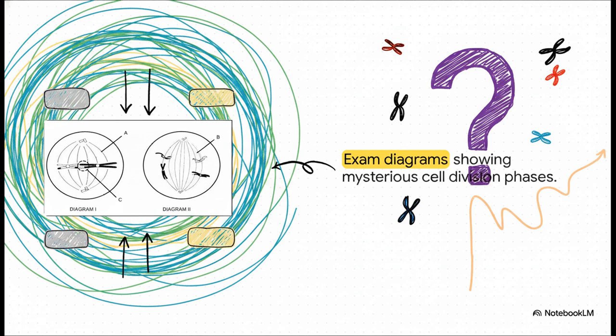Now, what's really interesting about this slide is that these are exactly the type of diagrams you'll face. We've got diagram 1 on the left and diagram 2 on the right. Look at the spindle fibers, look at the equator, look at the poles. What phase are we actually in here? Are whole chromosomes involved or just chromatids? Scan the visuals and lock in your evidence.